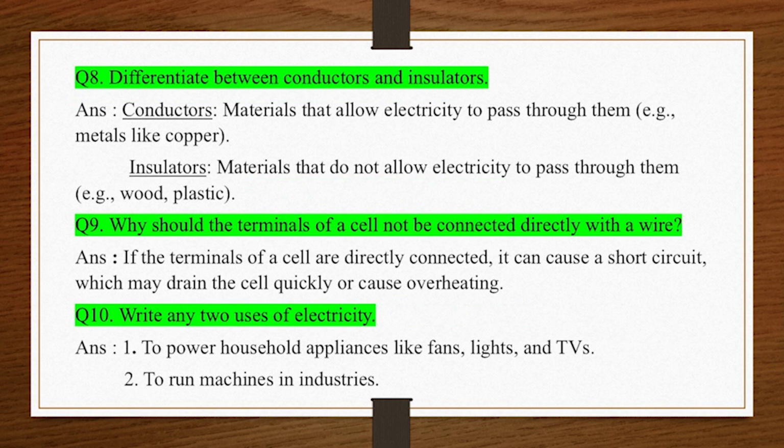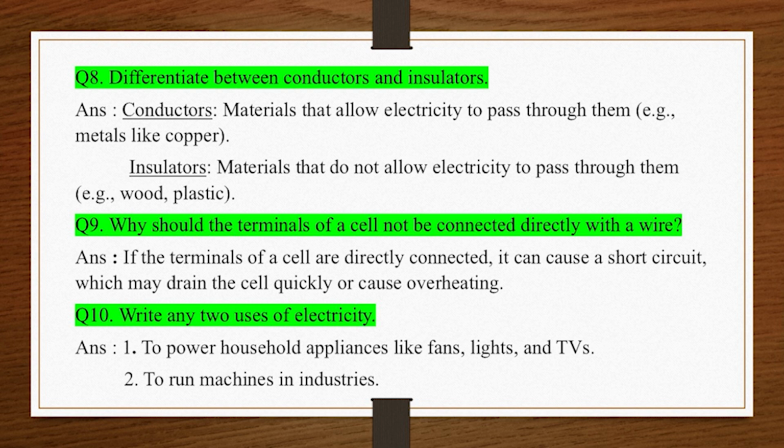8. Differentiate between conductors and insulators. Answer. Conductors, materials that allow electricity to pass through them. Example, metals like copper. Insulators, materials that do not allow electricity to pass through them. Example, wood, plastic. 9. Why should the terminals of a cell not be connected directly with a wire? Answer. If the terminals of a cell are directly connected, it can cause a short circuit, which may drain the cell quickly or cause overheating.